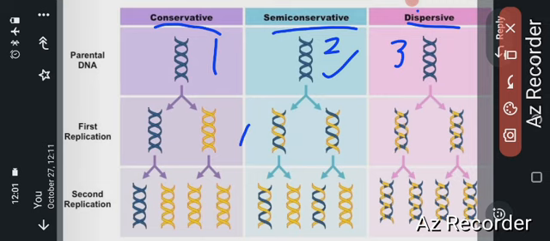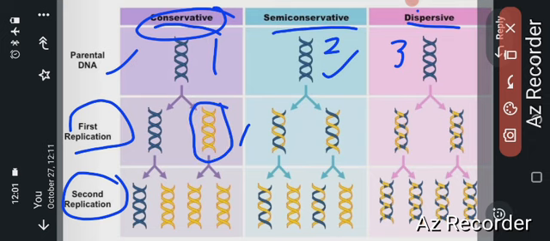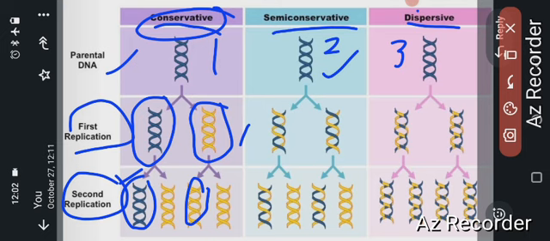What will happen after first replication, what will happen after second replication, this type of questions they will ask. Here you can see the parental DNA, which is a double stranded helix DNA, blue in color. After first round of replication, in the case of conservative, one new strand will be produced and the old one is conserved. The same thing happens in the second replication. One is conserved in both of them and another is produced, right? So this is called the conservative model.